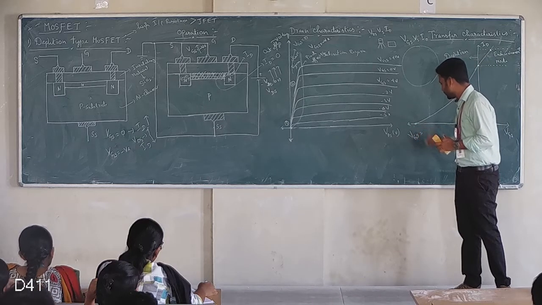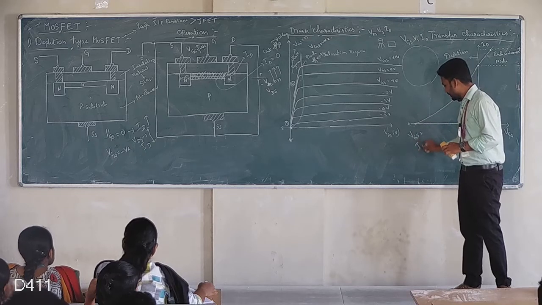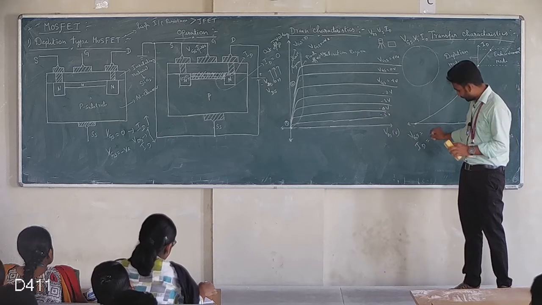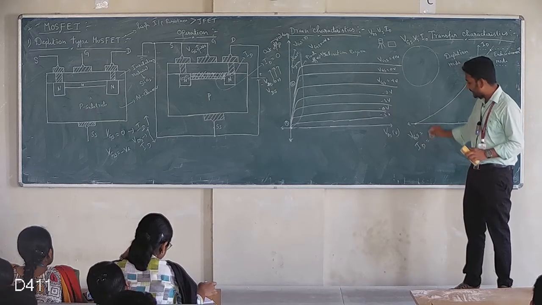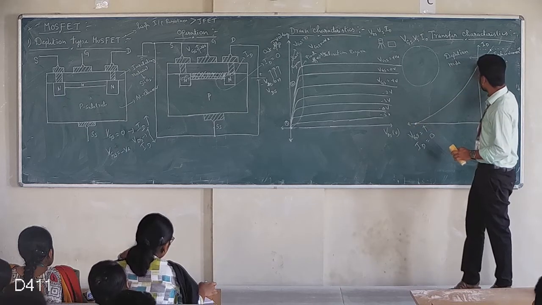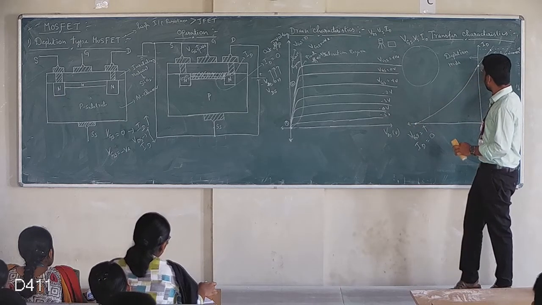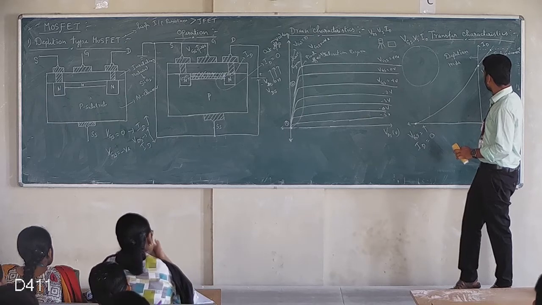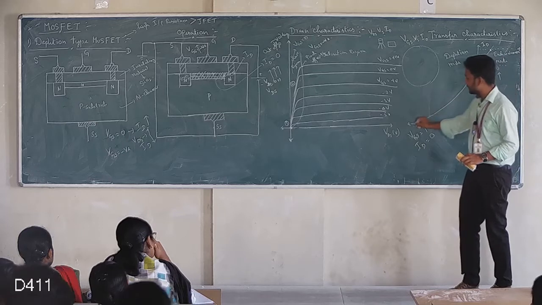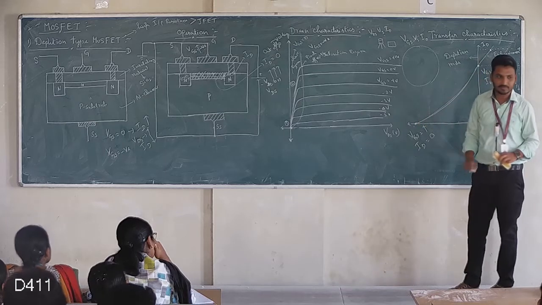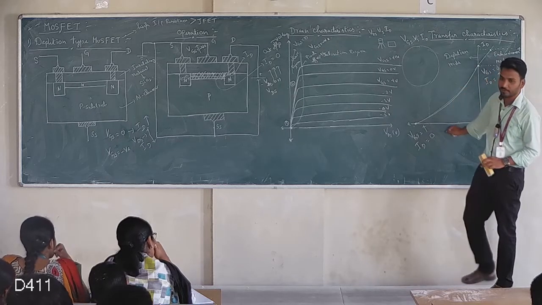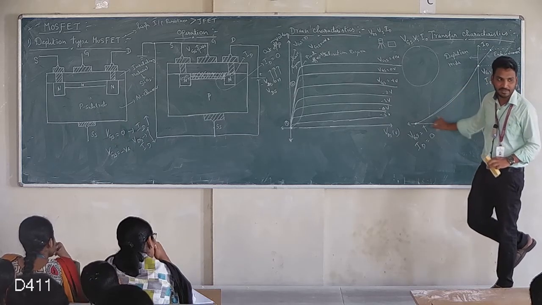VGS equal to, ID equal to, we have to mark 2 points. First one, we have to make ID equal to 0. We will get the maximum VGS. That is this point. After this, we have to mark this point. For this, VGS equal to 0, ID should be maximum. When we join the 2 points, we will get the characteristics that is called transfer characteristics. Okay, this characteristics is plotted between VGS and ID.